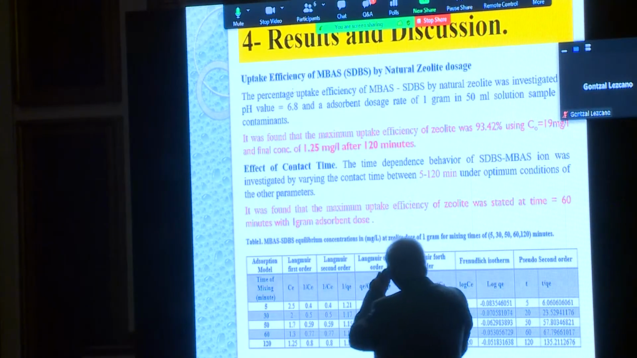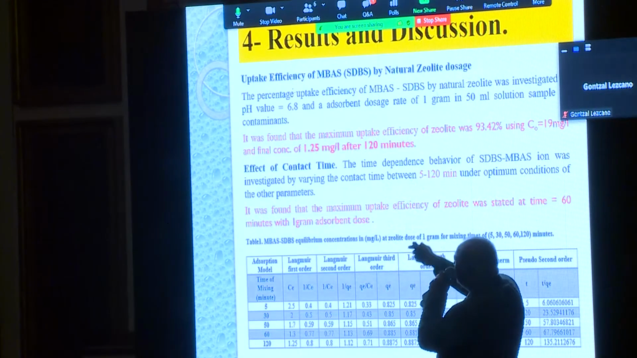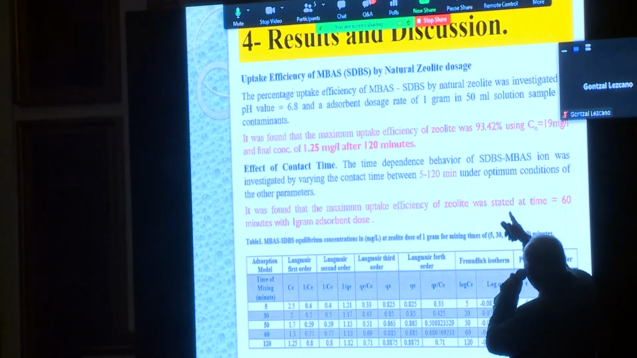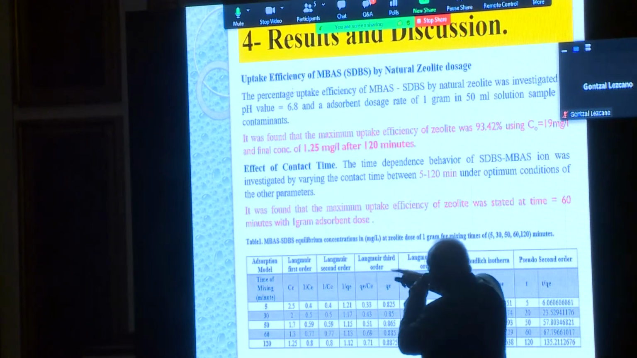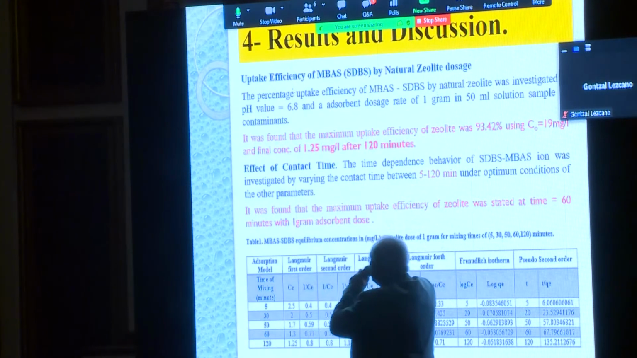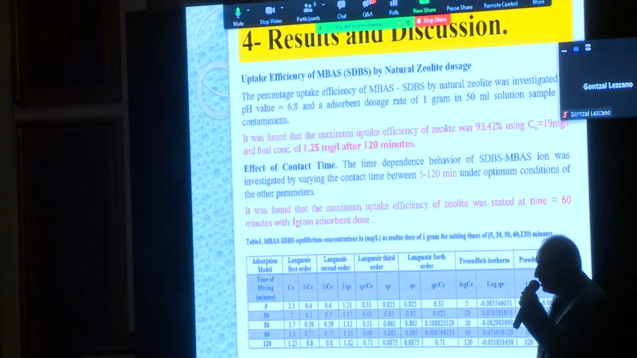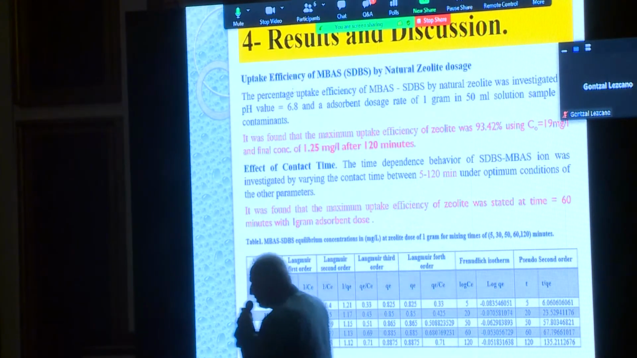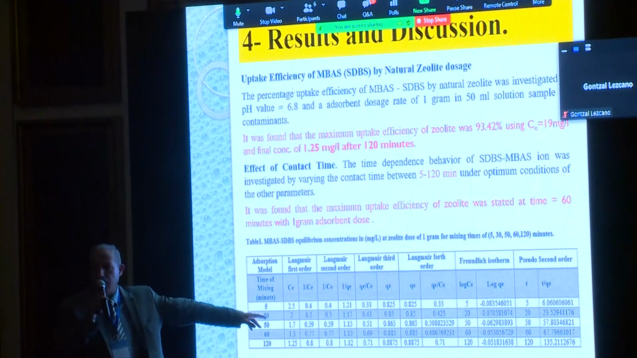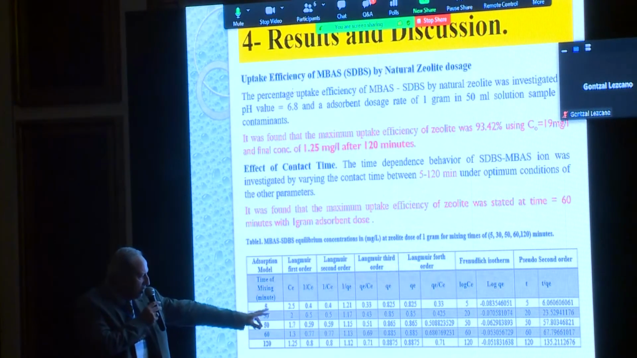Here, from the uptake efficiency, it is found that the maximum uptake efficiency of zeolite was 93.42% using the initial concentration of 19 milligram per liter, and the final concentration we reached was 1.25 milligram per liter after 120 minutes. Actually, if we look at this table, we find something interesting, that most of the removal efficiency was in the beginning, within 5 minutes.